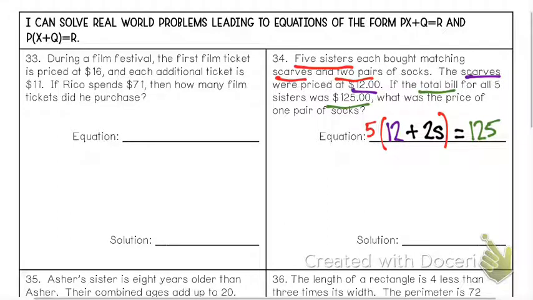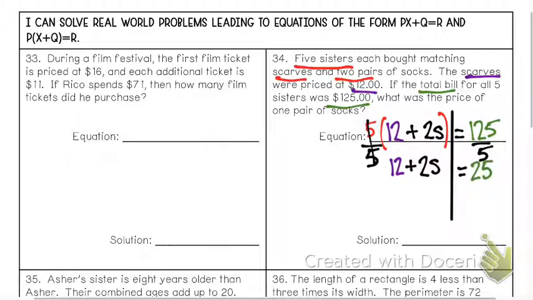So instead of doing distribution and then making my problem bigger, I'm going to go ahead and just get rid of the distribution by doing the opposite of 5 times something. It's going to be divided by 5. So I divide both sides by 5. The 5's cancel. I'm left with 12 plus 2s equals 25.